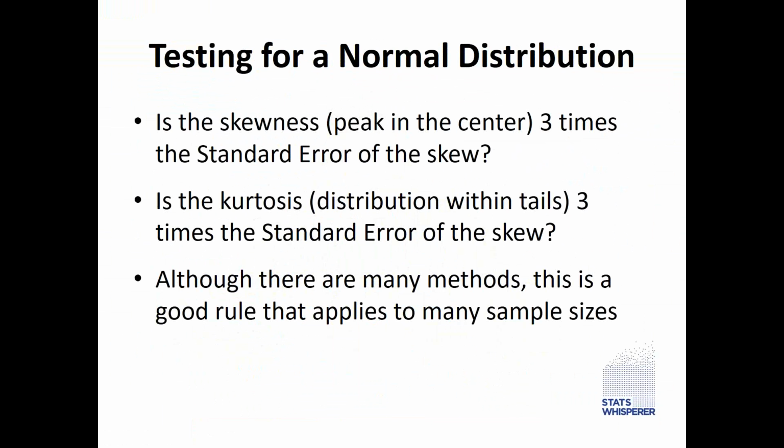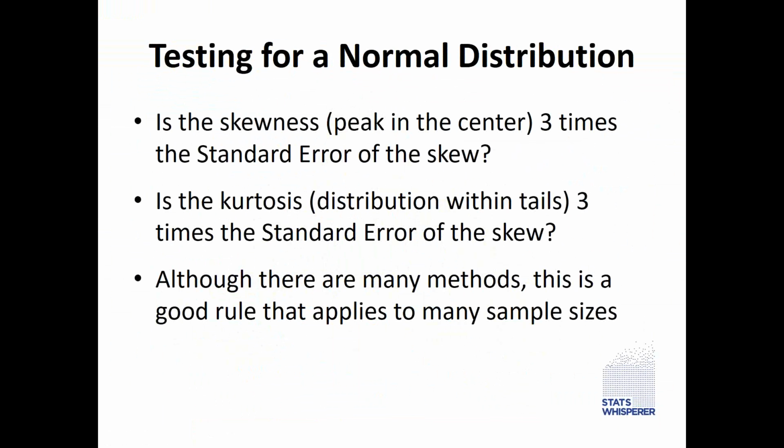So one way to tell this is to look at the skewness, which is the peak, right? The skew refers to whether the peak is in the center of that bell-shaped distribution. The skewness is 3 times the standard error of the skew, right? And we're going to look at that in the output, so it will become very clear very soon.